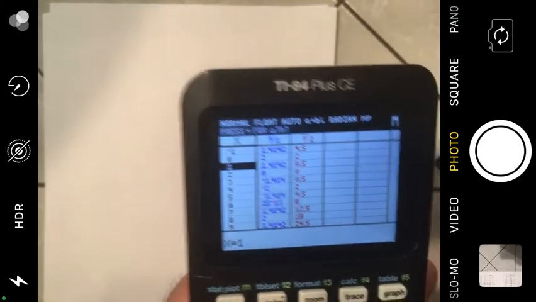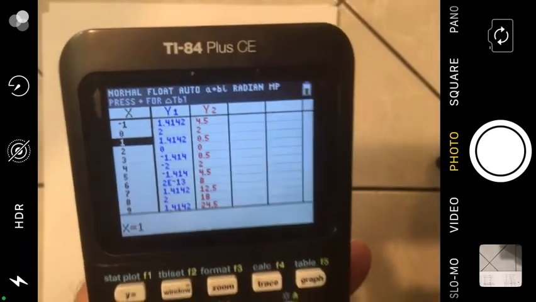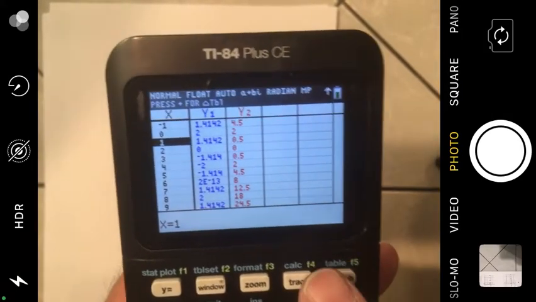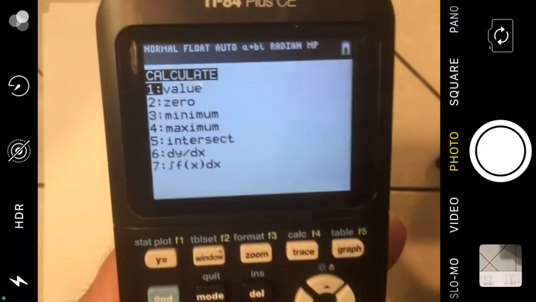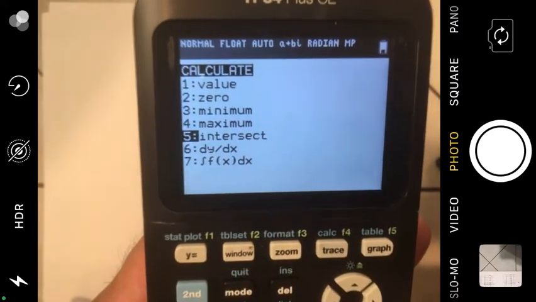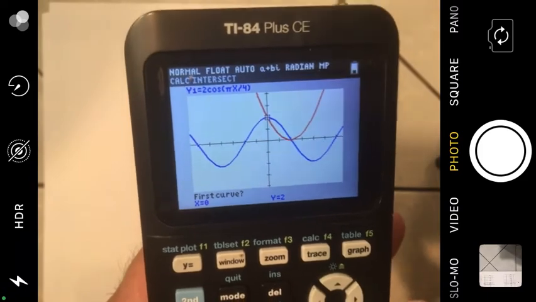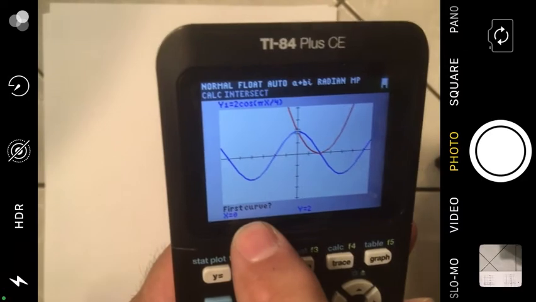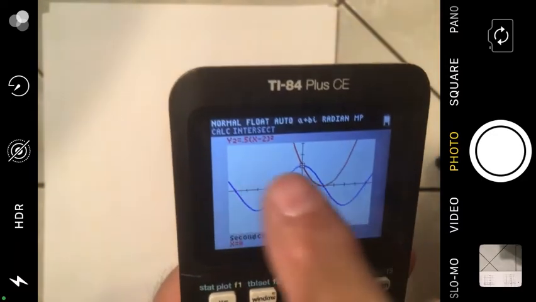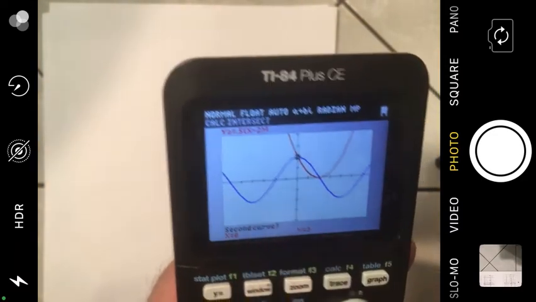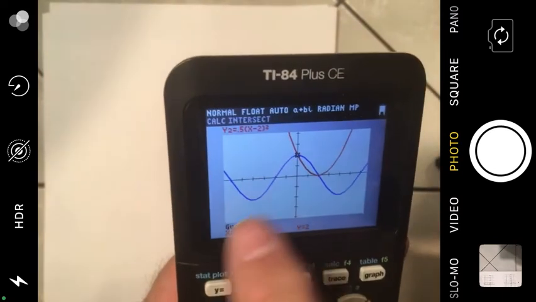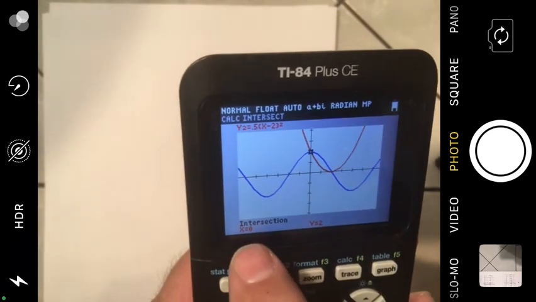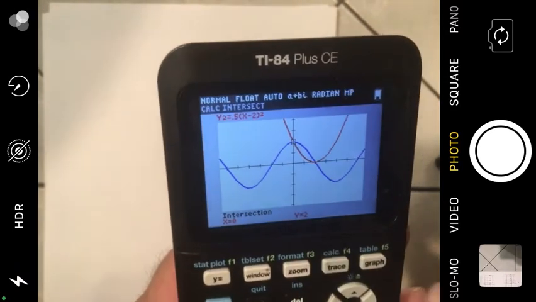You can also find the intersection points. Again, that's really important for this. To be able to do this, you go second, calculate, intersect. It's on the blue curve, and it says, is that one of the curves? And you press enter. Then it's on the red one, and it says, is that the second curve? And I press enter. Then it says, move close to my guess. Well, that's one of my guesses right about there. And it says, yes, 0, 2 is where they intersect.